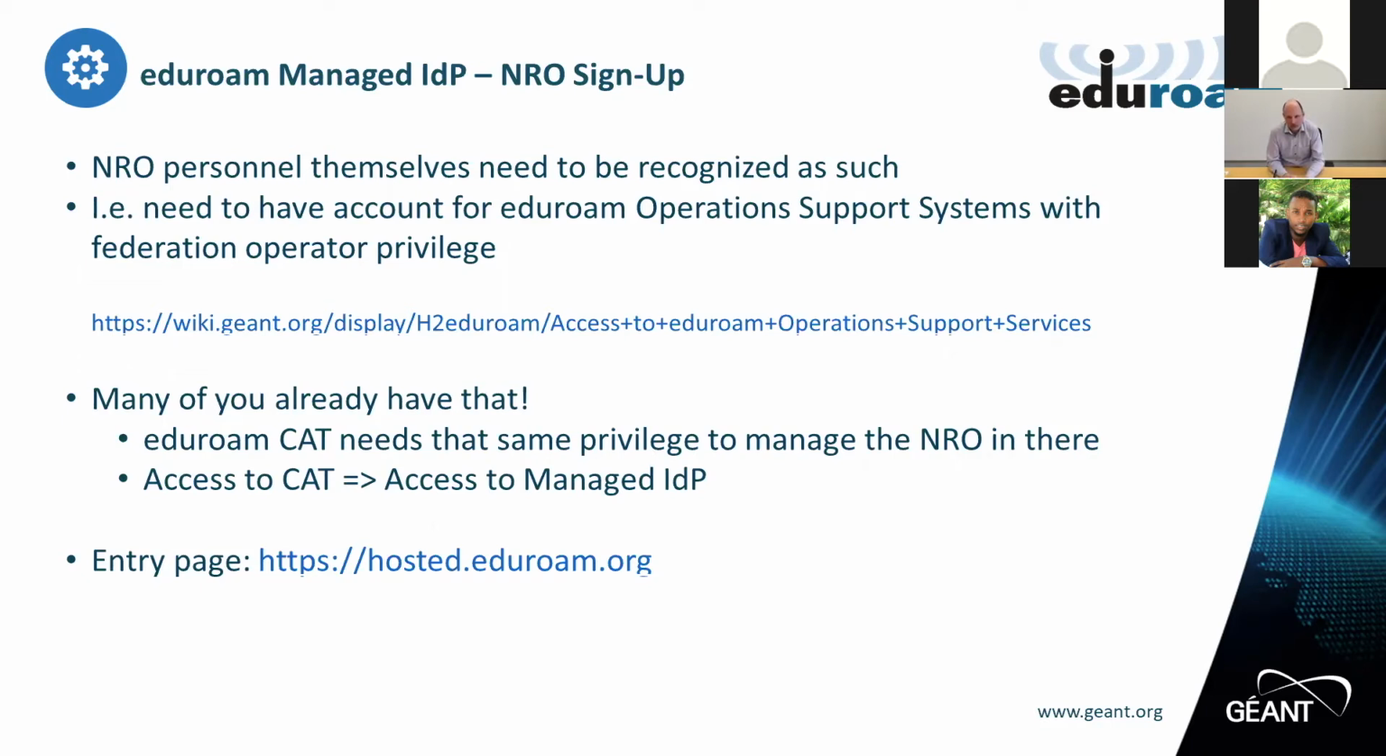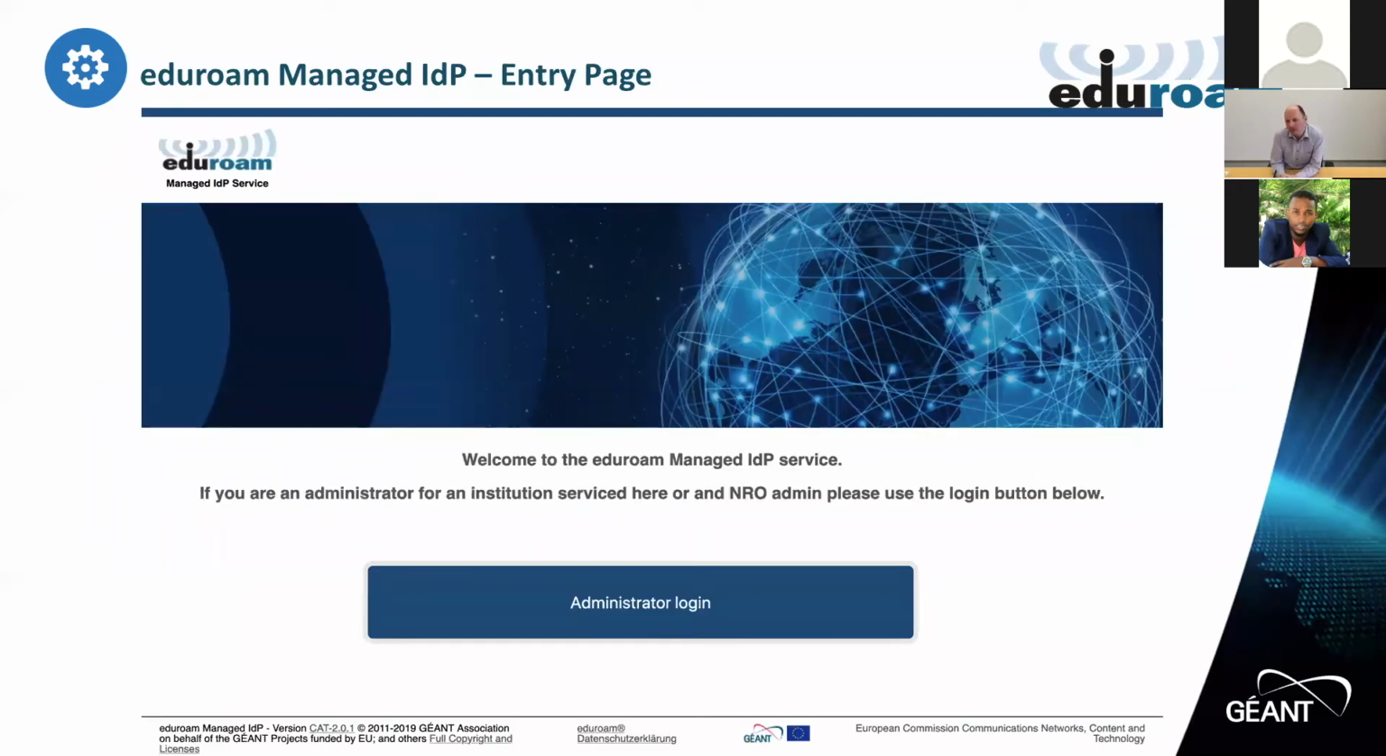So when you're in, this is the front page of the system. If you have used Eduroam CAT, you will see, okay, this looks remarkably different. Eduroam CAT is a system where the end user is presented with this central page, and then has to select which institution he's from. Eduroam Managed IDP is very different. End users never visit the URL you are using as an administrator. So this front page has a button only saying administrator login to make clear that if you came here as an end user, you've done something wrong.